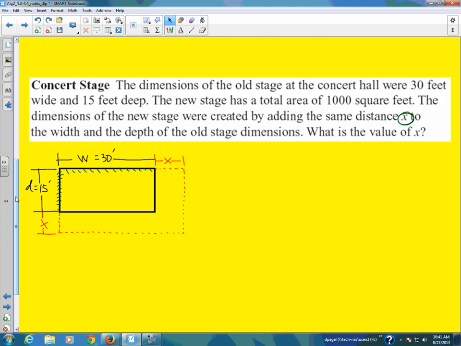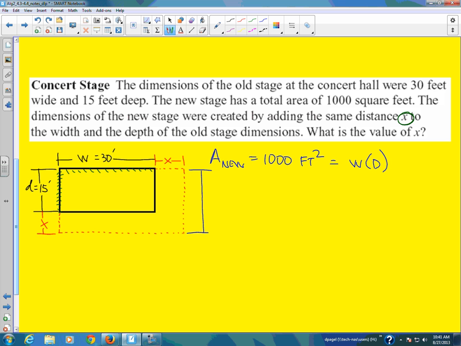All right, so we have that. We were told that the area of the new stage is 1,000 square feet. And this stage is in the shape of a rectangle. And so we know that that has to be made up by width times depth using their dimensions there. So we have some work to do. We need to know what this new distance is. And we need to know what this new distance is.